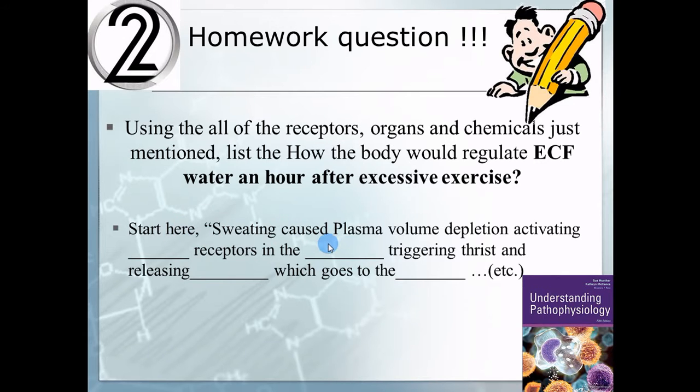Where were those receptors located? I'm giving you a hint. Here's the nervous system. What receptors? You might want to go to that slide. Where were they located? And they trigger thirst.